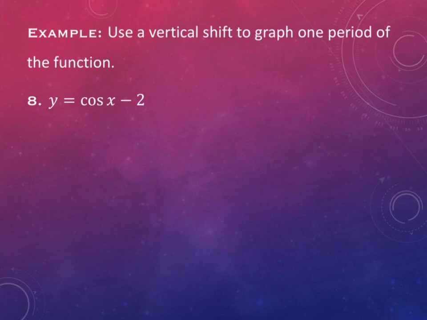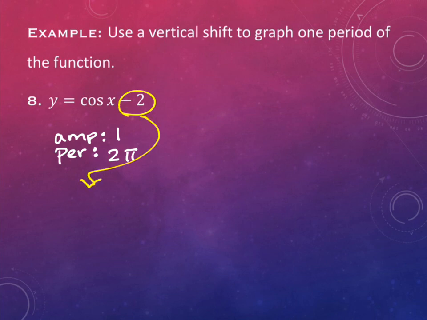So we're going to use the vertical shift to graph one period of the function. Now notice it doesn't ask us for these things, but I'm going to still put in the period and the amplitude. We did amplitude first. Okay, so the amplitude on this is going to be 1, right? And the period is 2 pi. Notice how this looks different than the last one. We see cosine of x minus 2, but it's not like this, right? It's not grouping the x minus 2 together. The x and the minus 2 are separated. So this negative 2 then, what it's going to do, it's going to move the graph down, because it's negative 2.